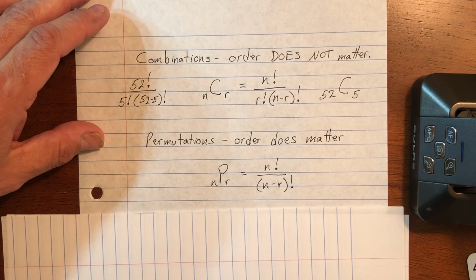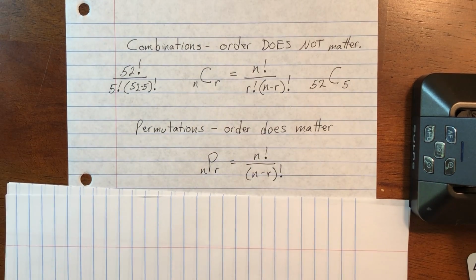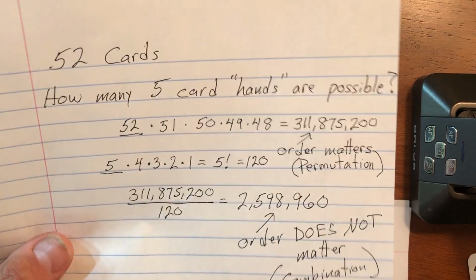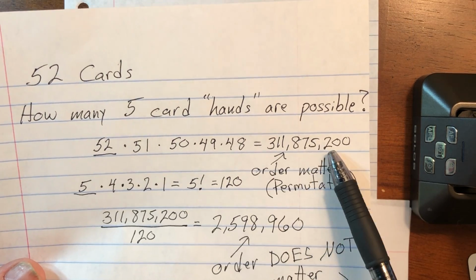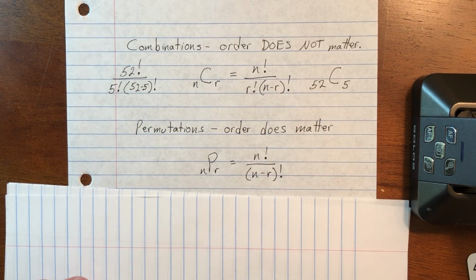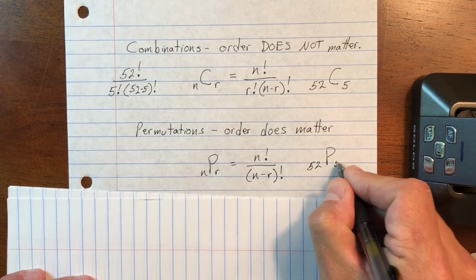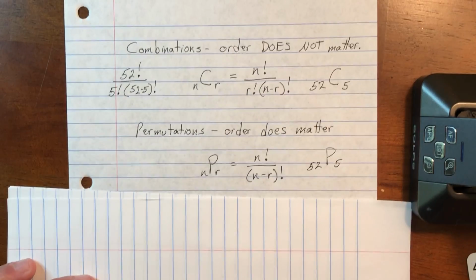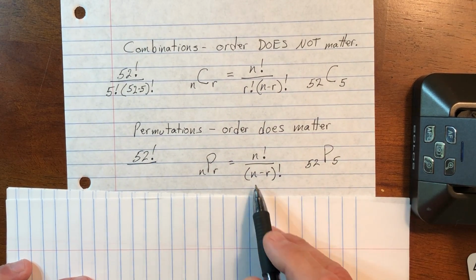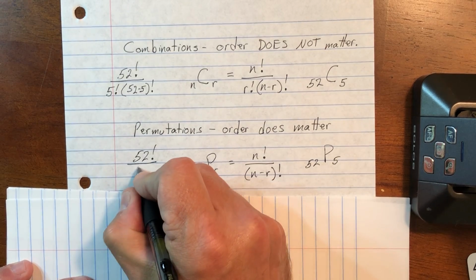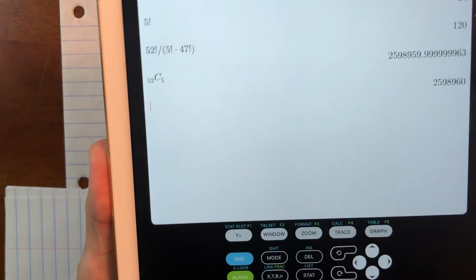Let's try a different formula. This one is for permutations. And here's where order does matter. And remember, on the previous problem, when we said that order did matter, we should get 311,875,200. So let's do the same problem. That would be 52 choose 5, but this time it's a permutation. So that's going to be 52 factorial divided by, well, what is 52 minus 5? Again, that's 47. Let's put the 47 right there. 52 factorial divided by 47 factorial.